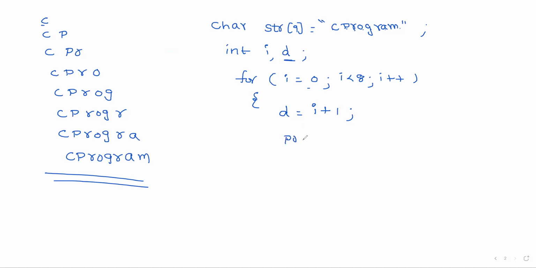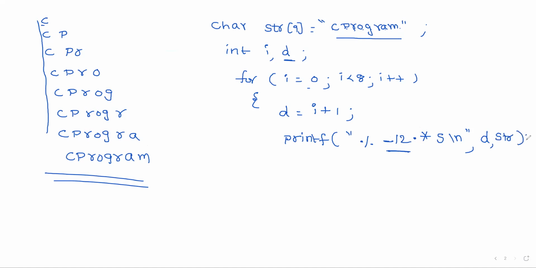So how do I write my printf statement? printf, percentage, it is left justified, so minus, and then the width. The width is your choice. For example, the length of the string is 8, and I am using some width. Then point star s backslash n. Here w is fixed, since I have already given w, so there is no need to pass w. You can pass directly d comma str.